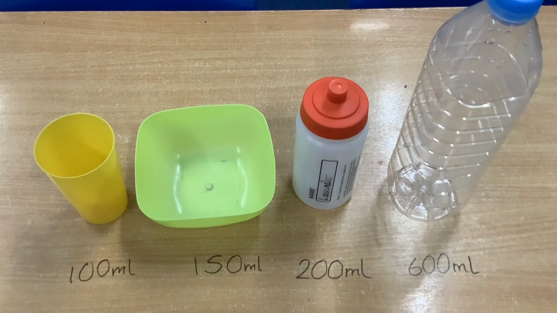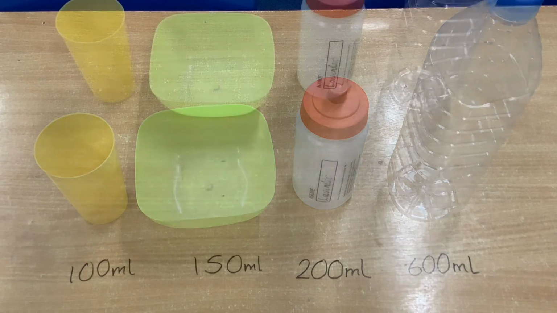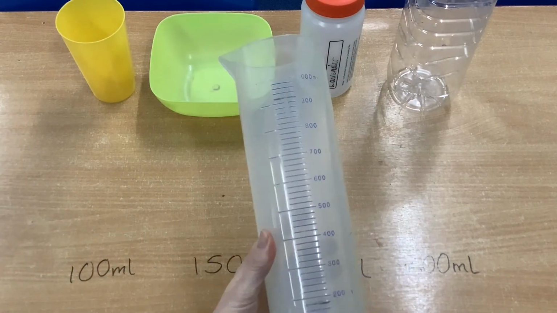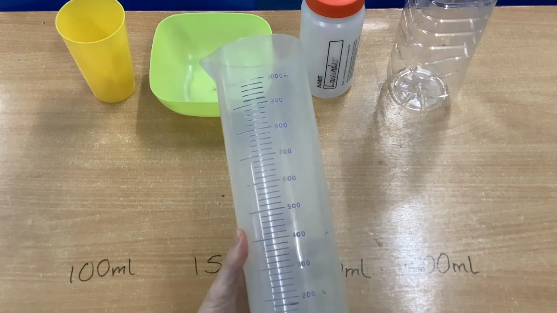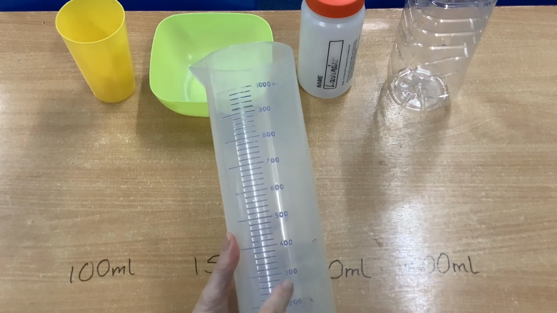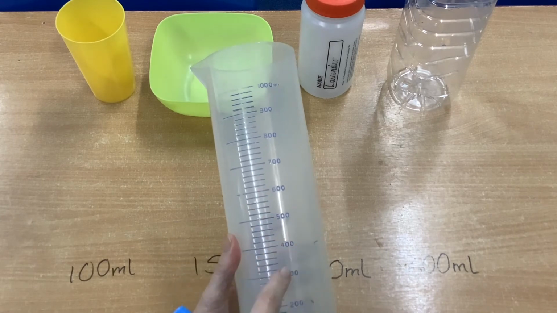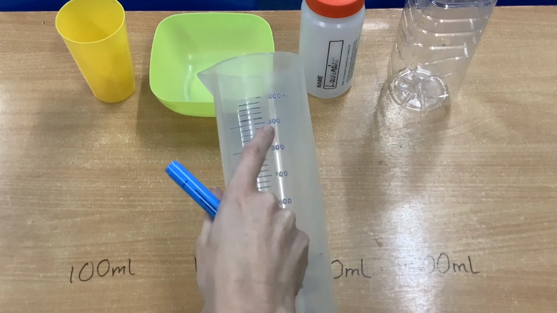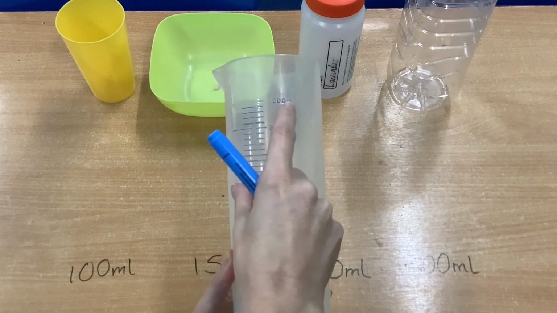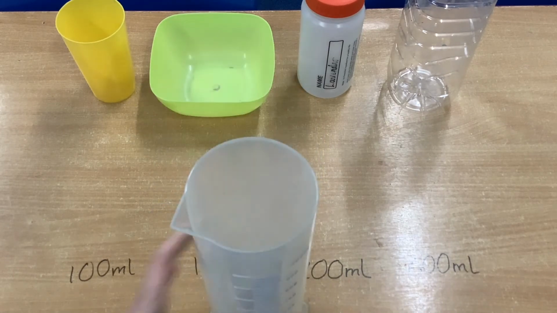So now I've made my estimates, I need to get measuring cylinders or measuring jugs to find out if I was close, if I was correct. I've got 2 different measuring jugs. So this is the first one. I really like this one because it goes up in hundreds of millilitres. 100, 200, 300, 400, 500, 600, 700, 800, 900, and then 1,000 millilitres at the top, which is 1 litre. So I might write that at the top.